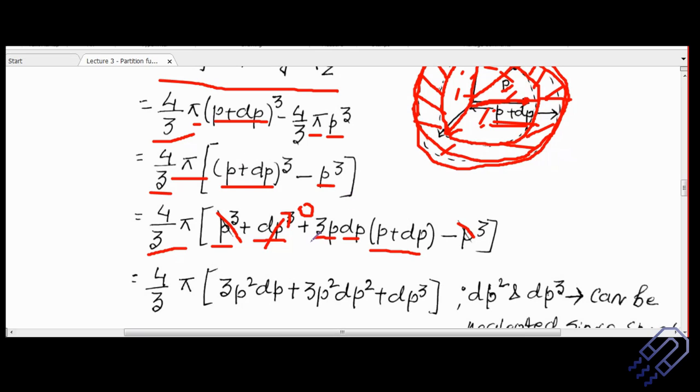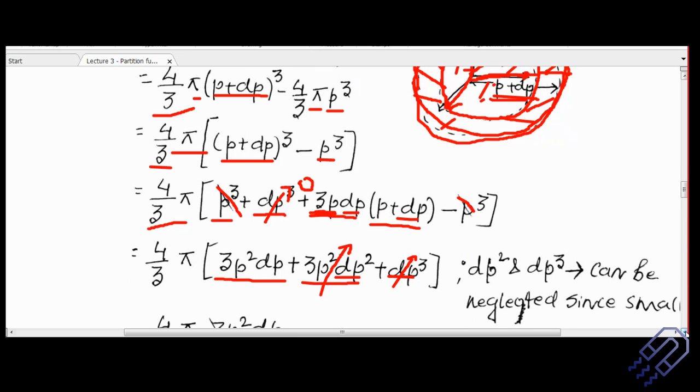Similarly, if you multiply 3 dp dp with dp, the second term would be nothing but 3p square dp. This can again be ignored. So we can ignore this term because of dp square, we can ignore this term because of dp cubed. Okay, this is dp square, this is dp cubed, we can ignore both terms, and what we have got is 3p square dp. This part is just 3p dp multiplied with p, so you get 3p square dp.